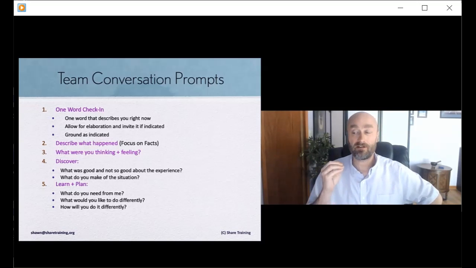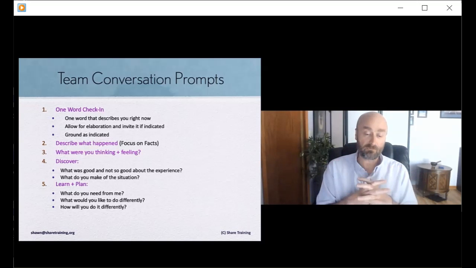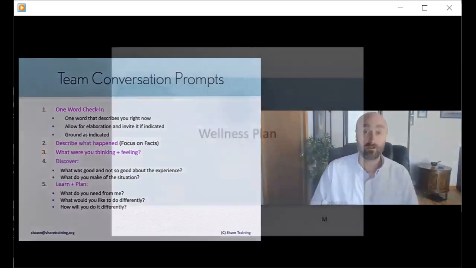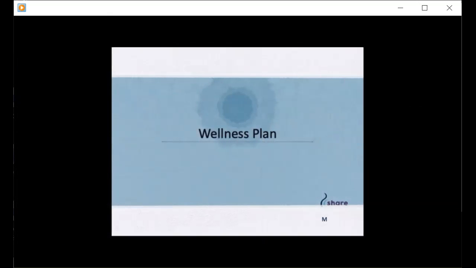And so hopefully this is helpful to you in regards to how we might apply the concept of holding space, not only with the people we serve, but also with our team members, so that we all can be well and do the work. Speaking of wellness, it is time for us to explore a wellness plan.